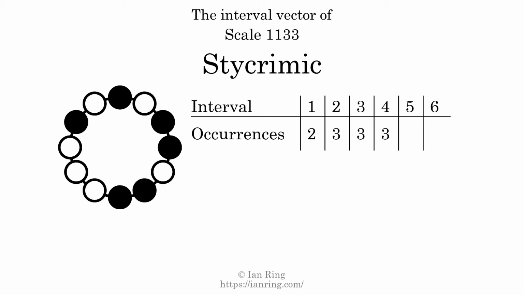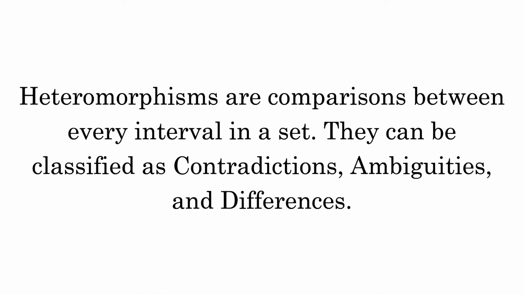There are 3 intervals with a size of 4 semitones. They are here, here, and here. There are 3 intervals with a size of 5 semitones. They are here, here, and here. There is 1 interval with a size of 6 semitones. It is here. Each interval does not appear in this scale a unique number of times, so this is not a deep scale. Heteromorphisms are comparisons between every interval in a set.